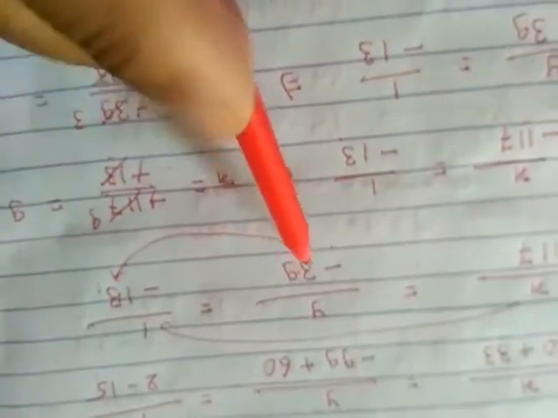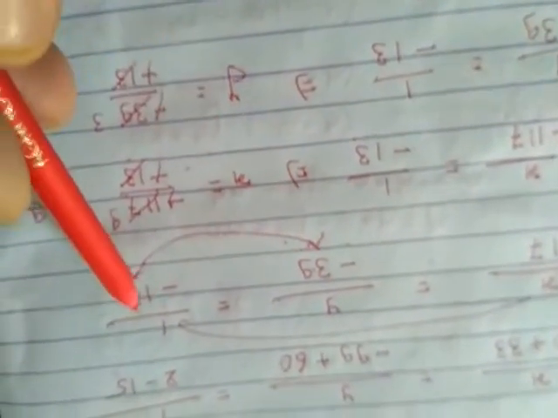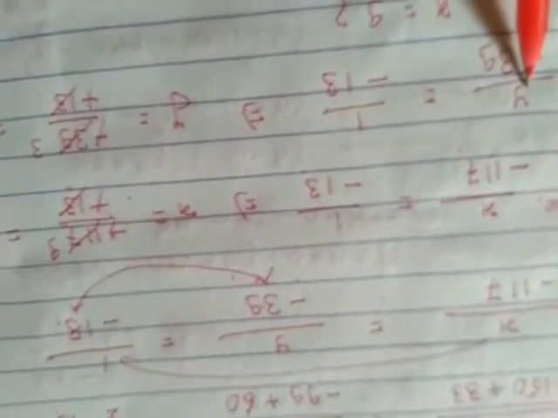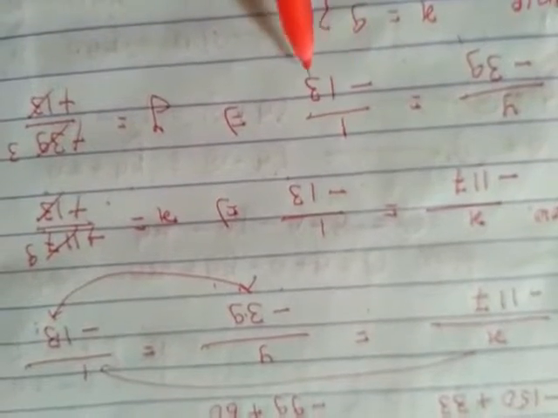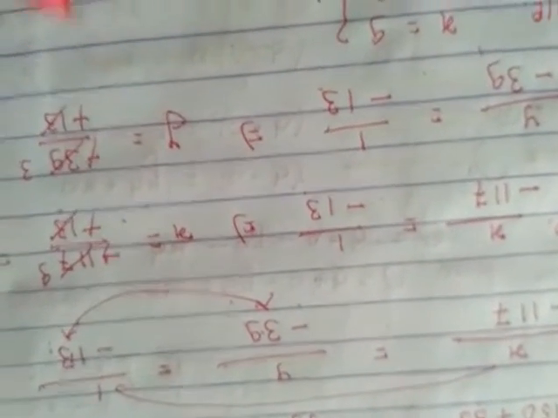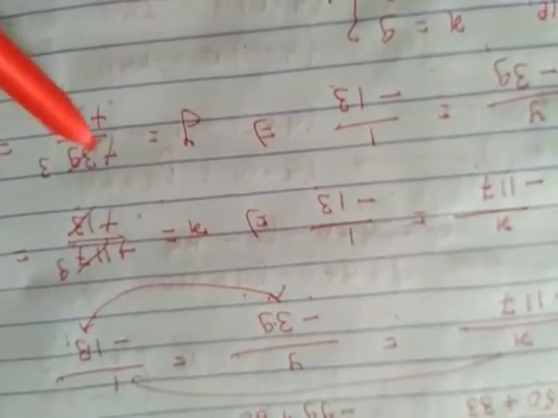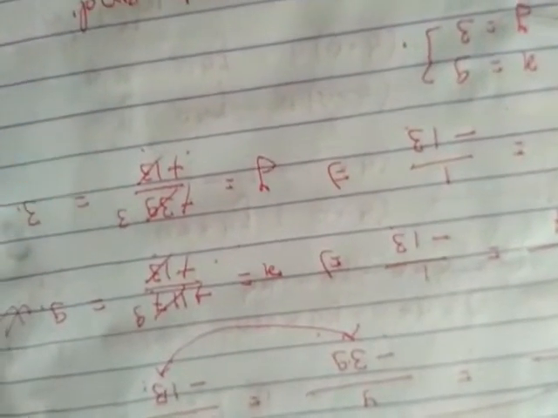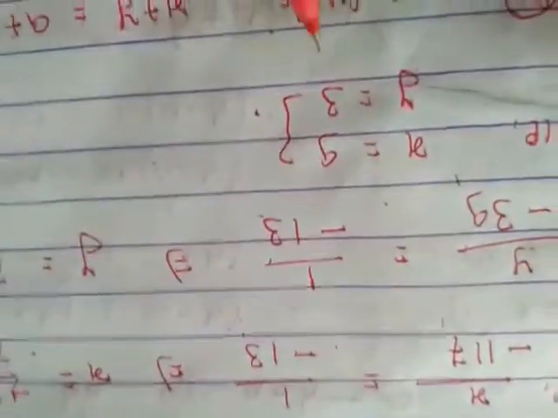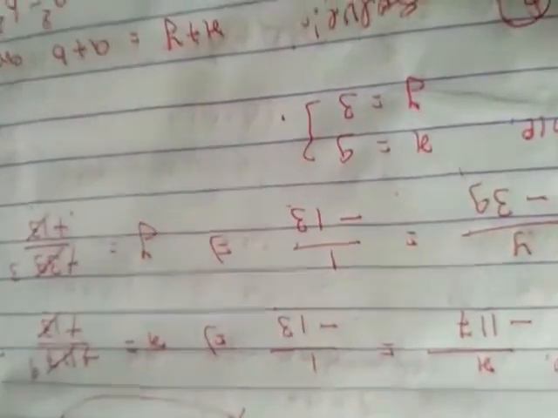Similarly, when we equate the ratio of y with the constant term, we have y by minus 39 equals 1 by minus 13. On further solving, y equals minus 39 by 13, which cancels, and 13 threes are 39, so we have 3. Hence, by the cross multiplication method, we have x equals 9 and y equals 3.